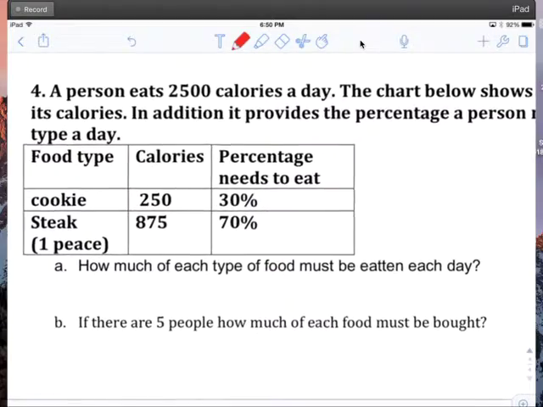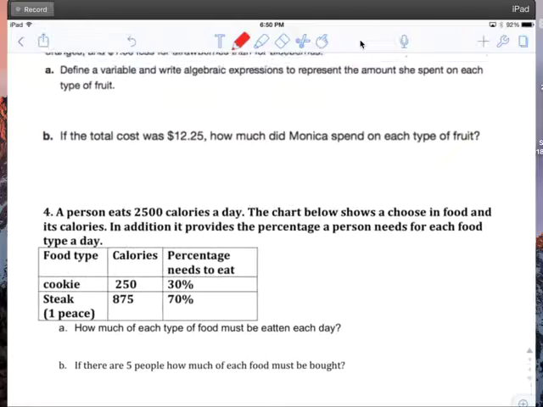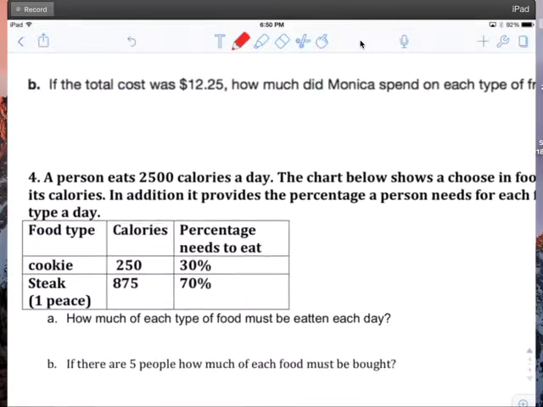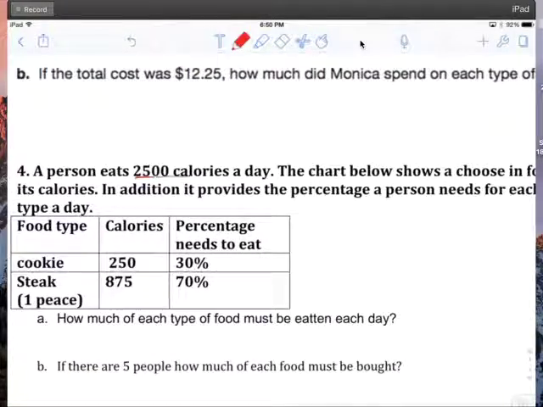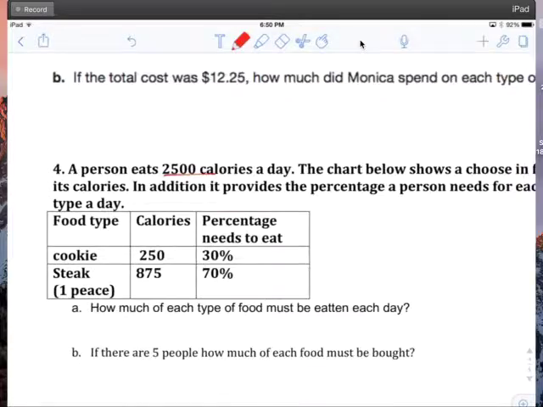I'll do this one too. In addition, it provides the percentage a person needs for each food type a day. How much of each type of food must be eaten each day. Okay, let's see. Cookies have 250 calories. You need 30% of it. Steak is 870 calories, 70% of it. Okay, you need this many calories. So let's see how much you can eat.